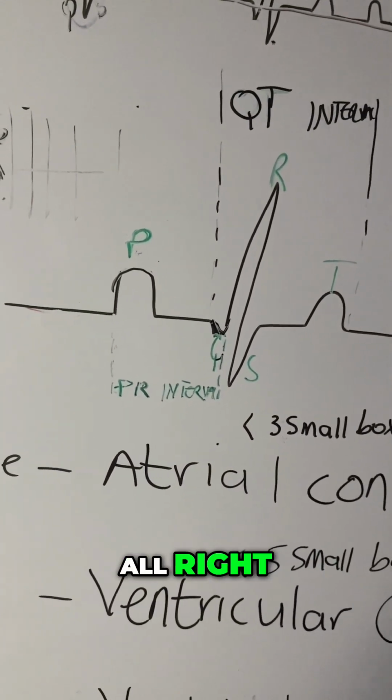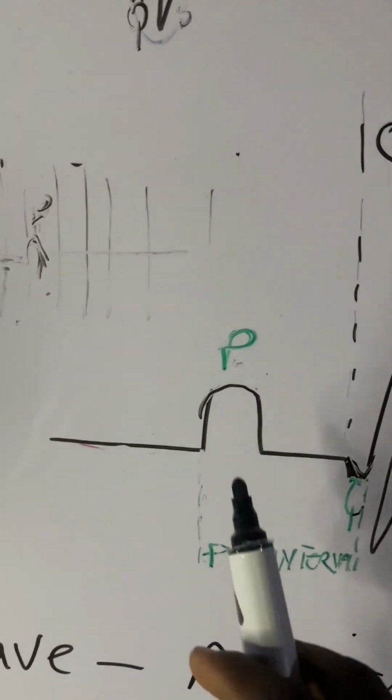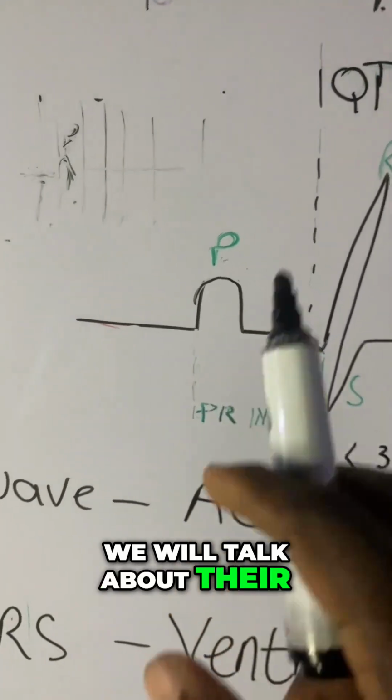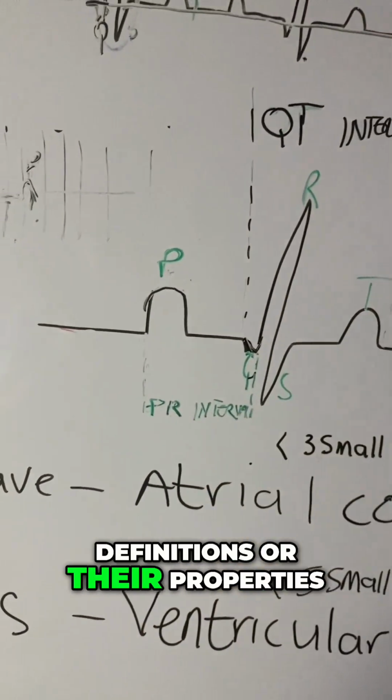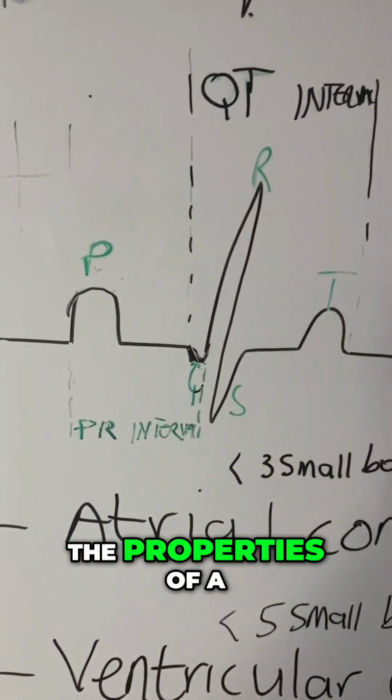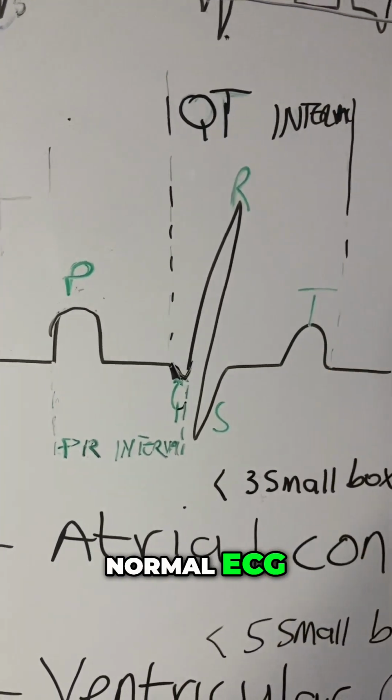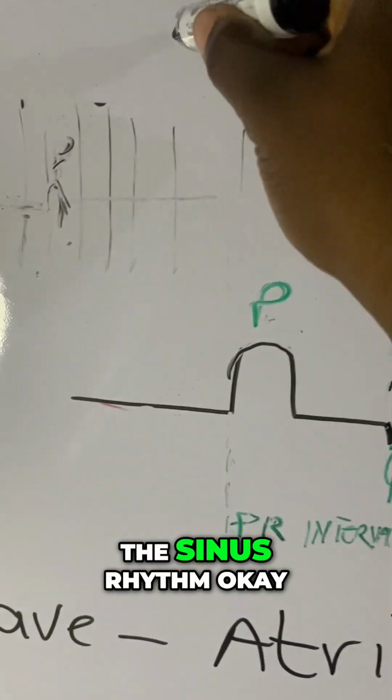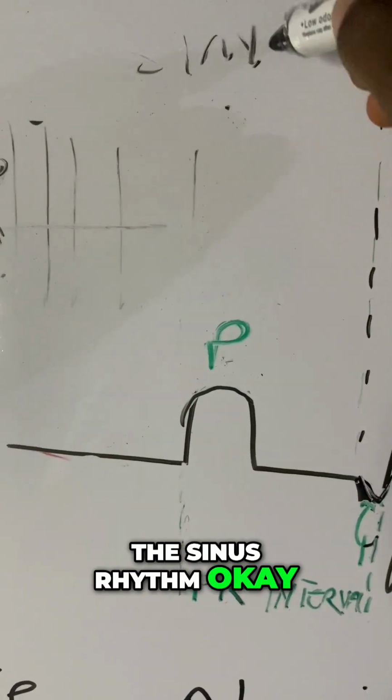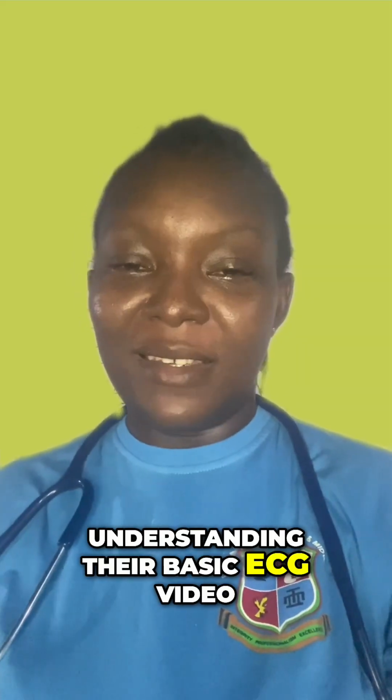All right, now we will talk about the properties of a normal ECG, or what we call the sinus rhythm. Okay, so that brings us to the end of understanding our basic ECG video.